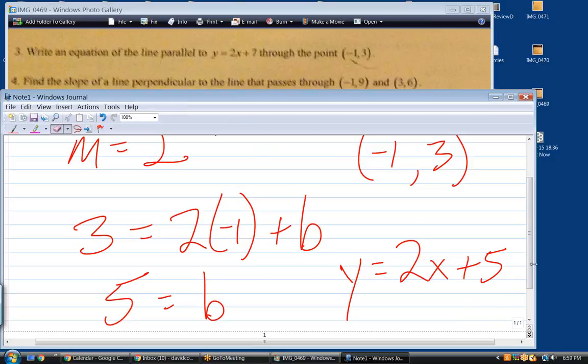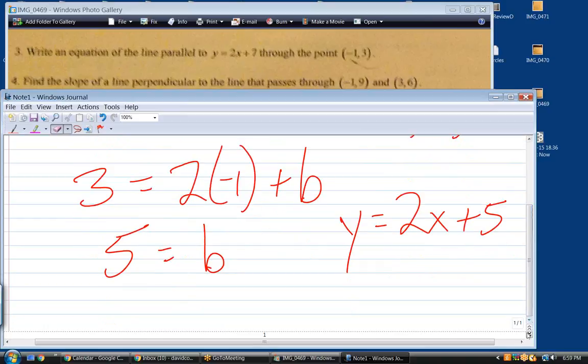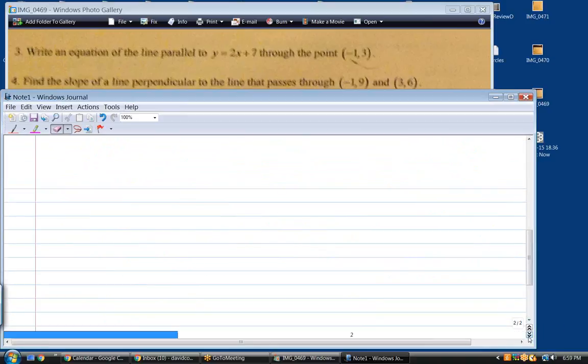Okay. Now, question number 4 is very, very similar. Find the slope of the line perpendicular to the line that passes between those 2 points. Well, what do we know about perpendicular slopes? It's the negative reciprocal of the slope of the line that it's perpendicular to.